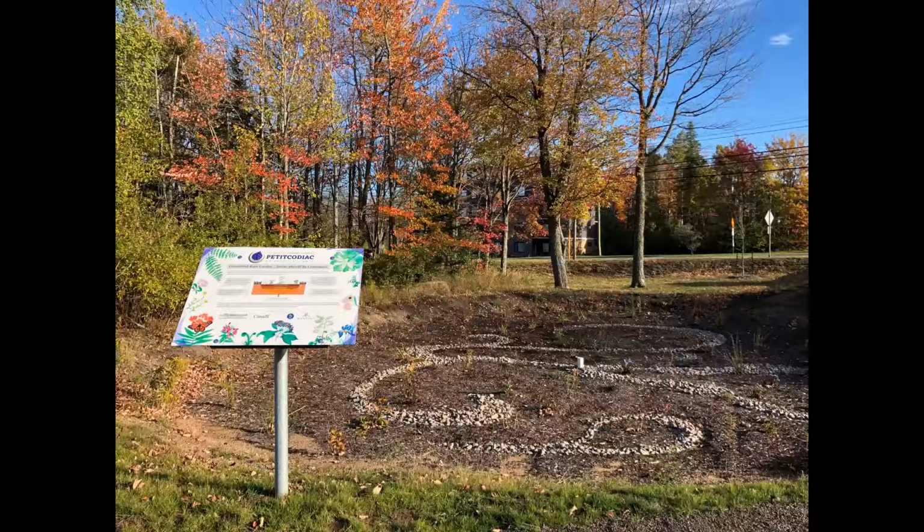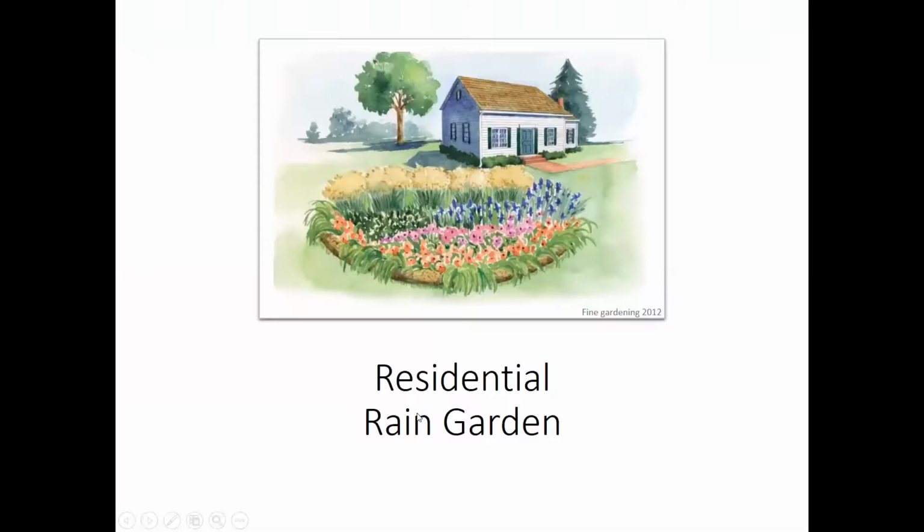And next here, I just have a beautiful watercolor picture of a residential rain garden. There are many unique designs you can make for household rain gardens, but again, this can be a case-by-case basis. You can have larger yards, larger stormwater runoff in different areas. But this can be a lot of fun.